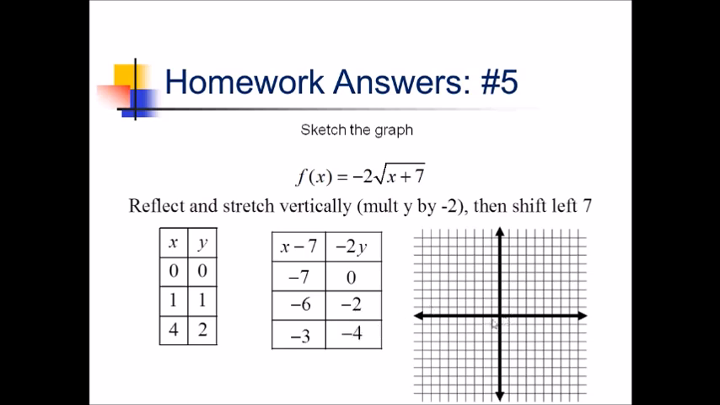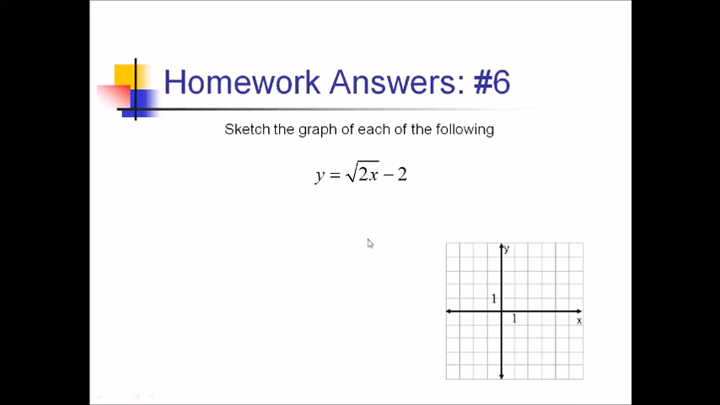And graphing it all out, we've got -7, 0, that should be right here. And then -6, -2 is down here. And then -3, -4 is right there. Negative 7, 0 is our endpoint for this because 0, 0 was what gave us that. So starting here, we're going down forever and to the right.